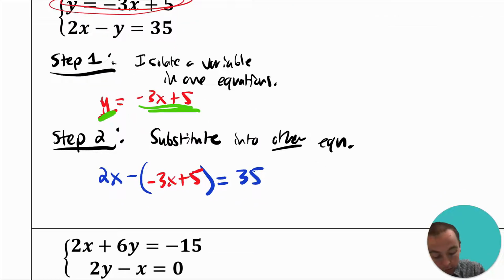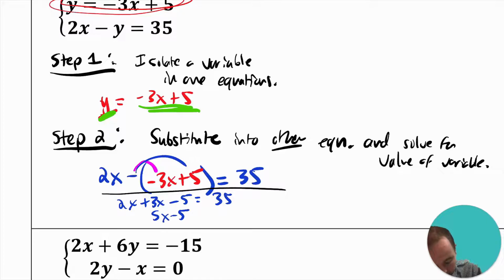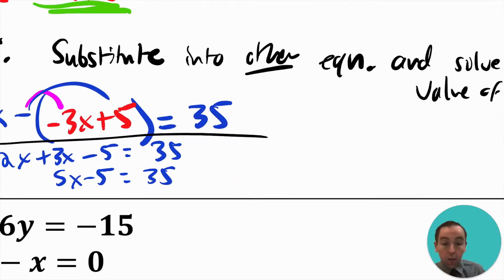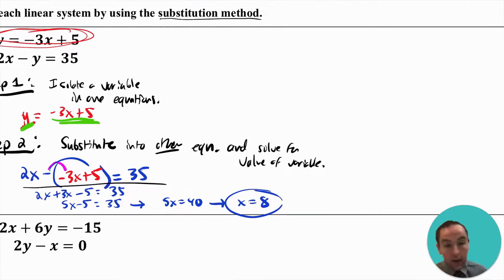And then from there, once we've substituted into the other equation, you can solve for the value of one of the variables. In this case, in this blue equation, we have an equation that only has x variables, so we can find a number value for what x is. If we distribute that subtraction, we end up getting a plus of 3x, and then a subtraction of 5, and then we combine the like terms to get 5x minus 5 equals 35. Then there's a couple more steps. We can add 5 to both sides, which gives you 5x equals 40, and then you can divide by 5, which gives you a value of x equals 8.